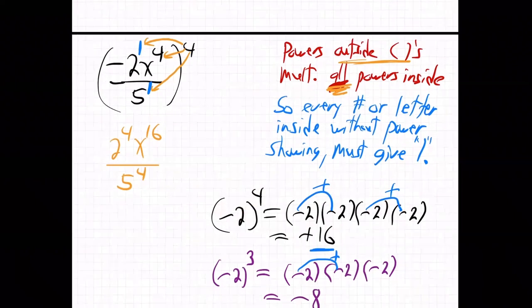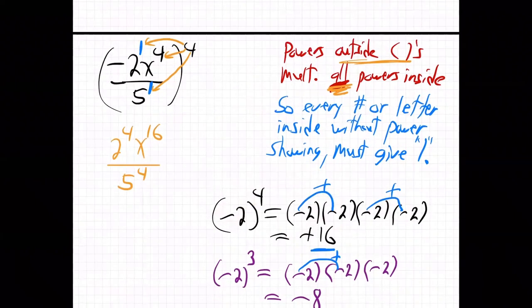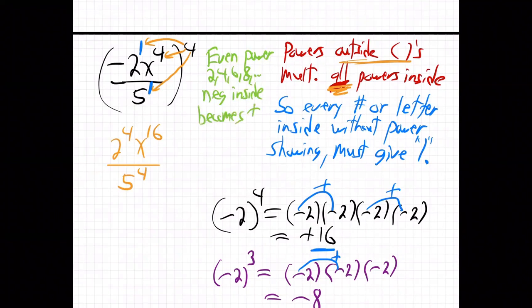So that's the story. Let me write that part of the story as well. Somewhere, I'm running out of room here. So, an even power, like 2, 4, 6, 8, the negative inside becomes a positive answer, doesn't it? You with me? So if you have an even power, like 2, 4, 6, or 8, the negative inside becomes a positive answer.